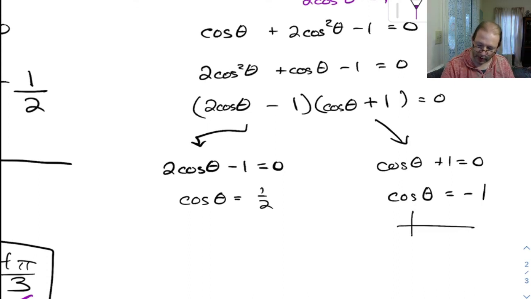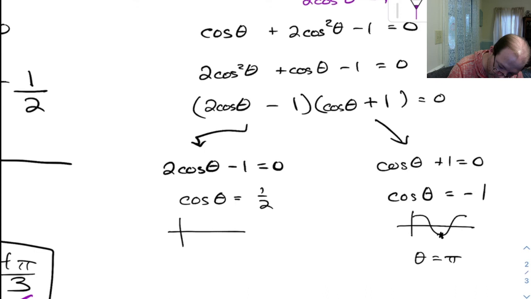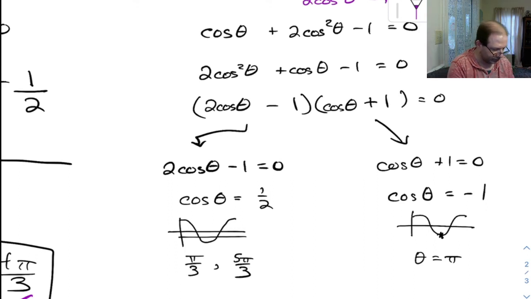So where's cosine equal to negative 1? Right here at pi. So that's one candidate for having a horizontal tangent. The others will be the solutions to this. And if you go through, that's going to happen at, I believe, pi over 3 and at 5 pi over 3. Although I totally drew that in the wrong place. The numbers are right, but it's up there.